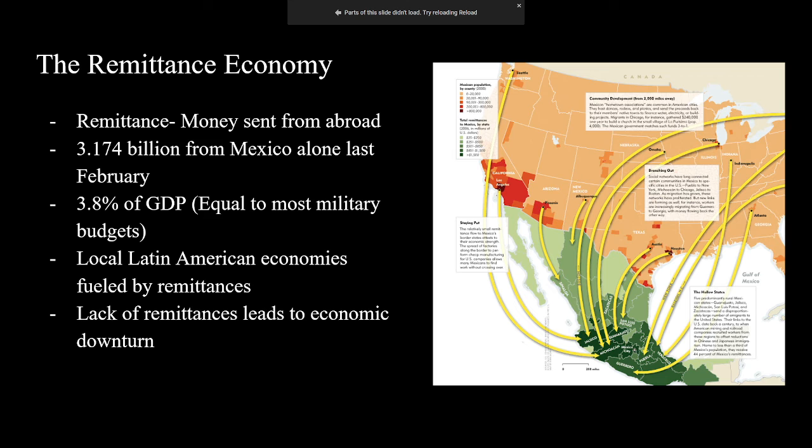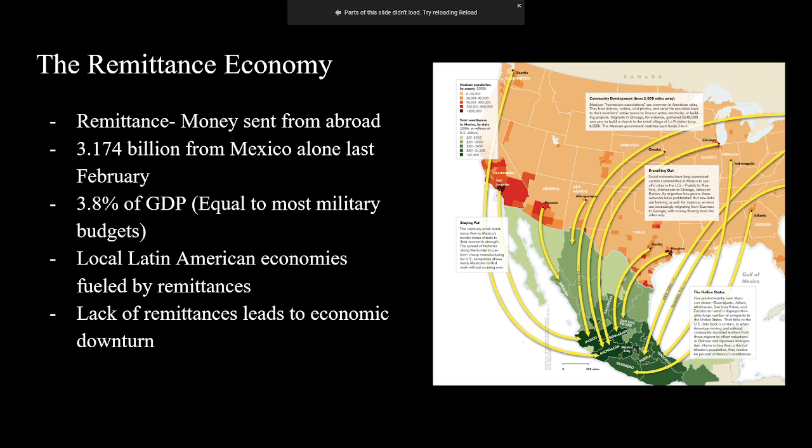So kind of like I was mentioning, local Latin American economies are completely fueled by remittances in some cases. There are whole towns where almost all the spending power that they have comes from the young men in those communities who leave and work abroad and then return. So without this remittance system, we'll see a lot of local economies in Latin American countries collapsing.